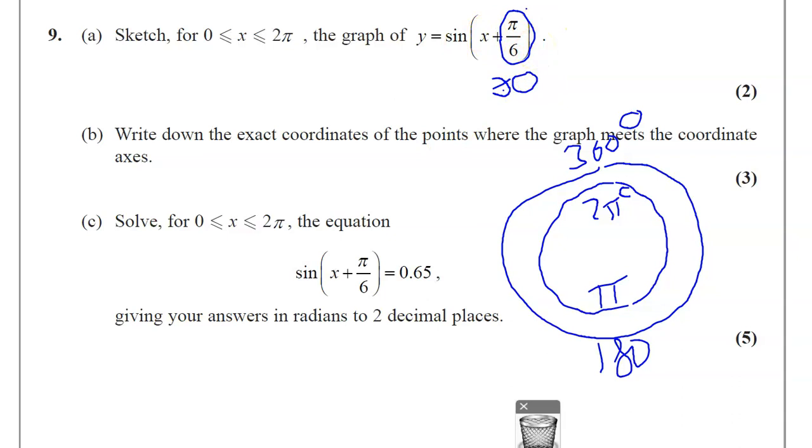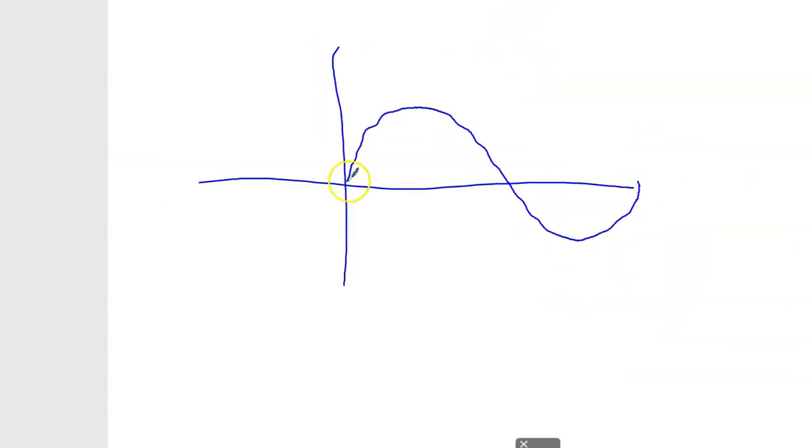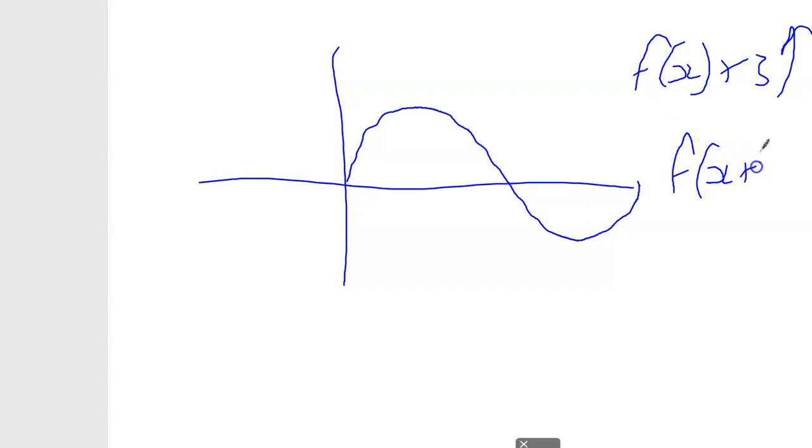Now, if you remember from your transformations of graphs, if you add something to the function, f of x plus 3 just shifts the whole thing up by 3. But if you add something to the x, f of x plus 3 shifts everything to the left by 3. And we've got x plus 30, so it's going to shift everything to the left.